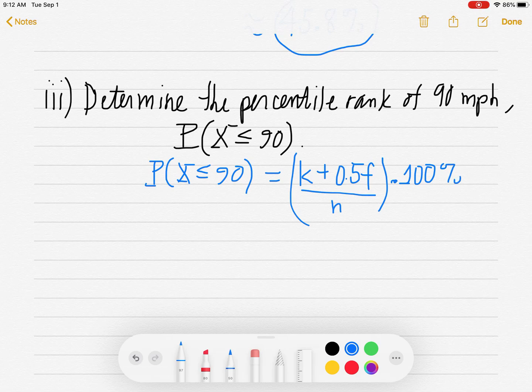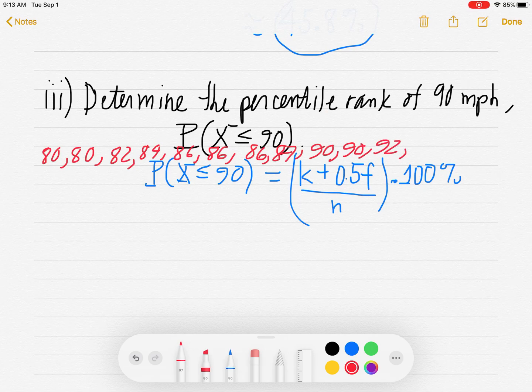Okay, so the first thing I need to do is list out my data values. I forgot to do that. You've got to have them in order from smallest to largest. I'm going to sneak them in here. What were they? 80, 80, 82, 84, 86, 86, 86, 87, 90, 90, 92. So when you're on paper, you can just go back and forth to that list, but when you have this iPad thing, you have to write it every time.